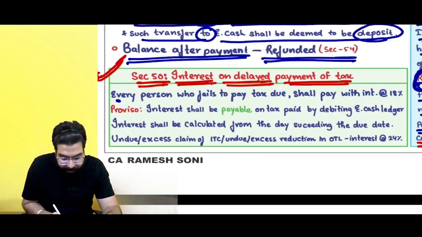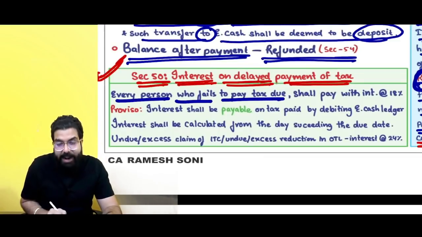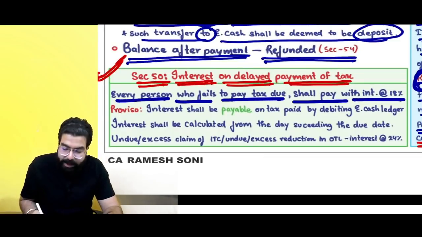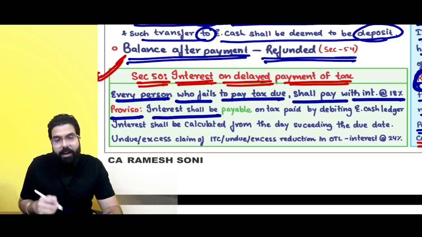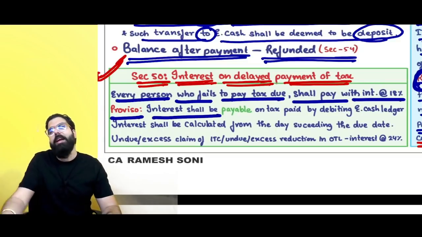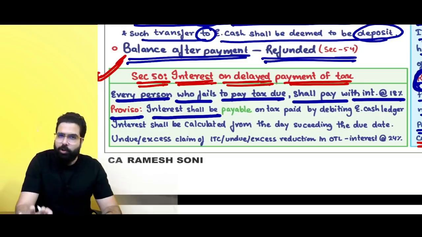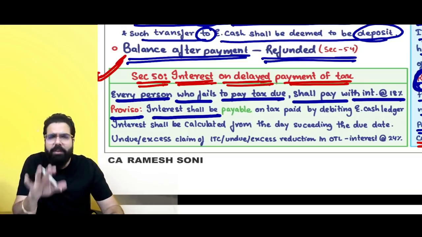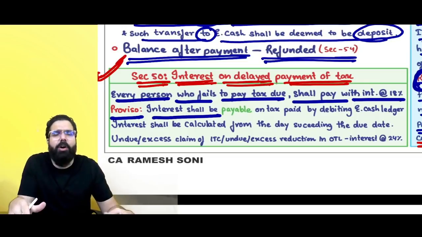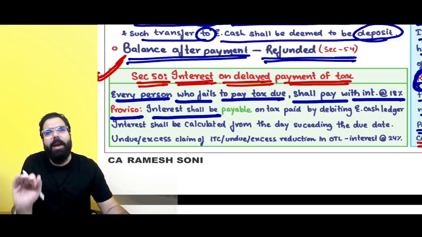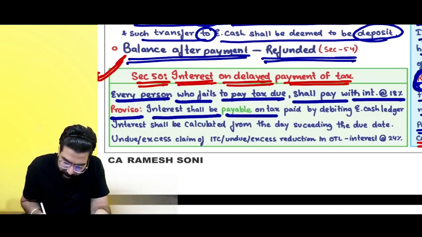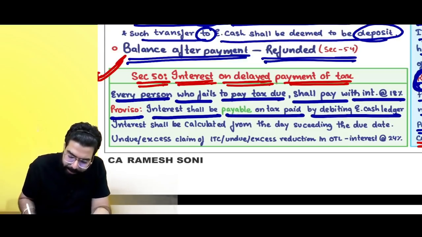It says every person who failed to pay the tax shall pay interest at the rate of 18%. Proviso, interest shall be, earlier the word used was levied, now the word used is payable. So for section number 50, there is no amendment at all. Actually, there was a drafting mistake where they were earlier using the word levied. Now they have changed it to payable. Interest shall be payable on the tax paid by debiting e-cash ledger.